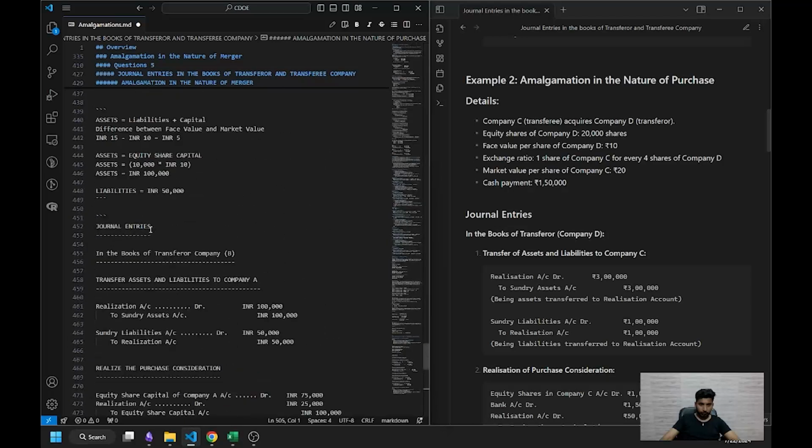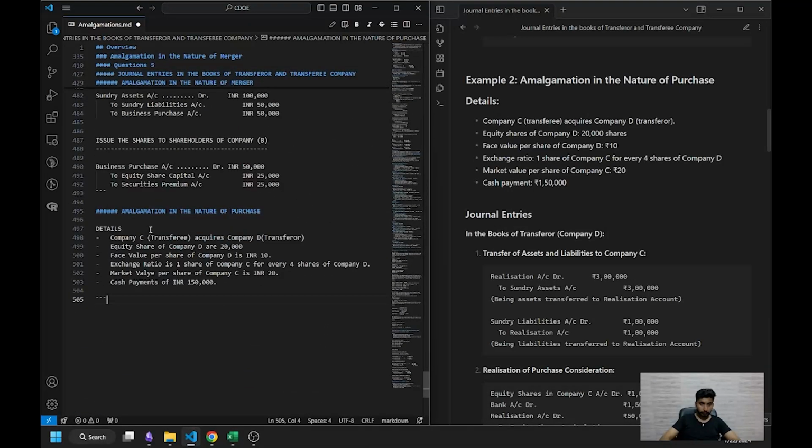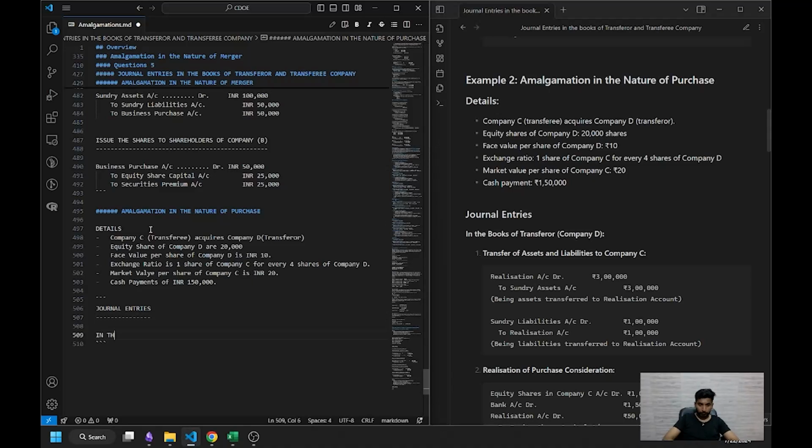Let us just move and talk about the solution here. Now we will make the journal entries in the books of transferor company, that is B.